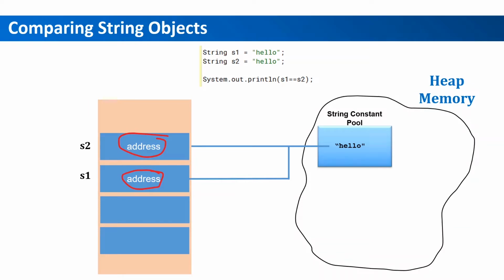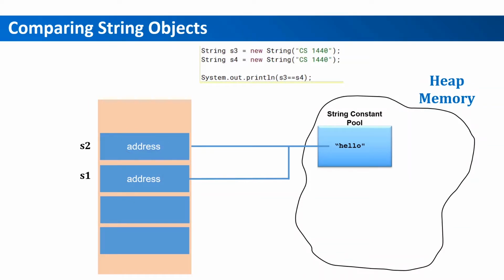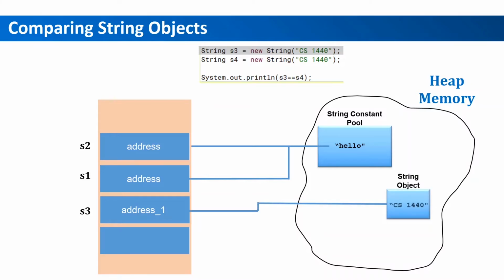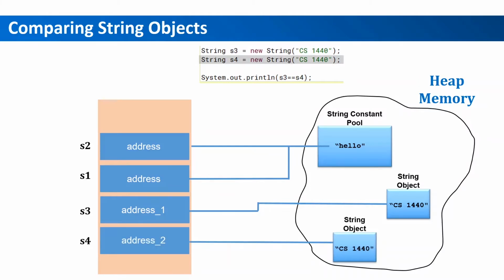hello. On the other hand, when you use the new keyword, what happens is that Java actually creates a completely new and independent string object in the memory. This object has its separate address, which is stored in the reference variable. If you repeat the same process to create another string object using the new keyword, another brand new string object will be created in the memory with a different memory location, even though both contain the string CS1440.